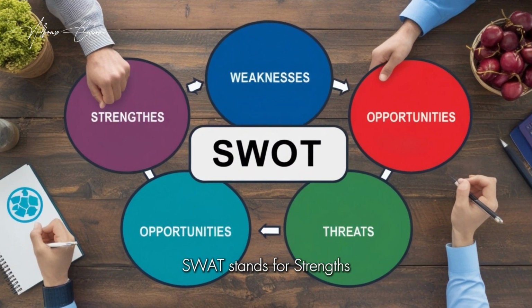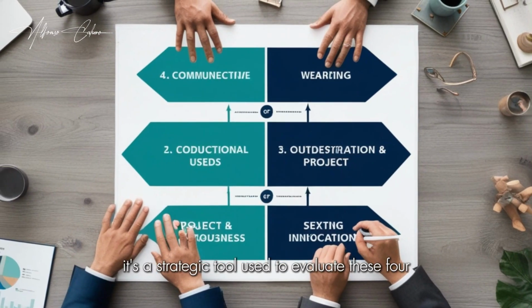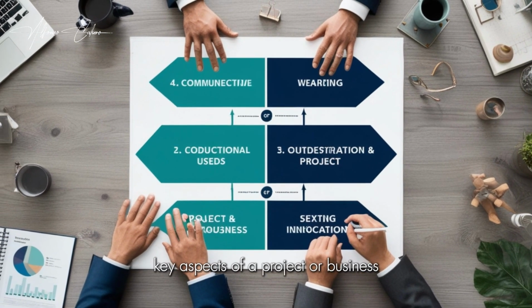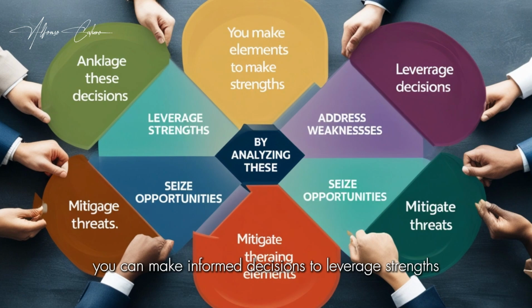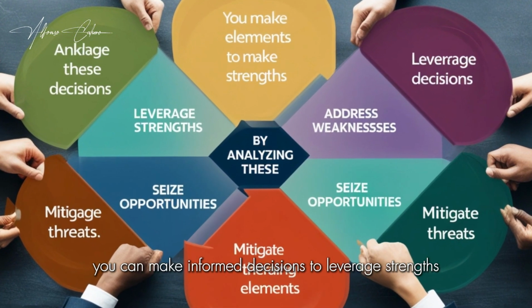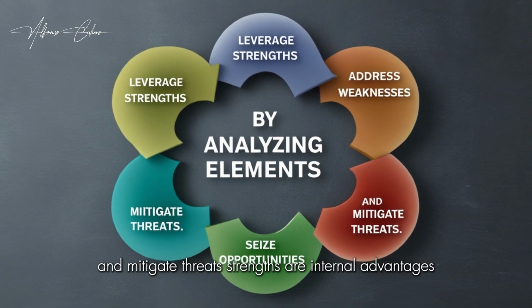SWOT stands for strengths, weaknesses, opportunities, and threats. It's a strategic tool used to evaluate these four key aspects of a project or business. By analyzing these elements, you can make informed decisions to leverage strengths, address weaknesses, seize opportunities, and mitigate threats.